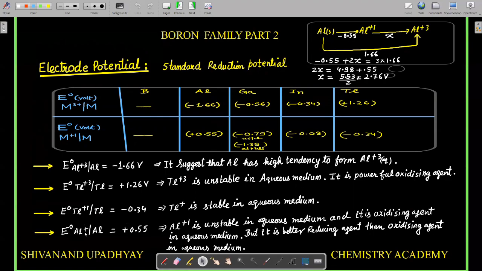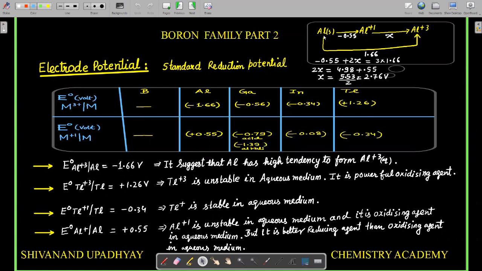In the same way we can discuss aluminium +1 to aluminium, where the reduction potential is plus 0.55 volt. Here aluminium +1 is unstable in aqueous medium and it is an oxidizing agent in aqueous medium, but it is a better reducing agent than oxidizing agent in aqueous medium. So here the positive value of reduction potential is telling that aluminium +1 can easily be reduced to aluminium metal.